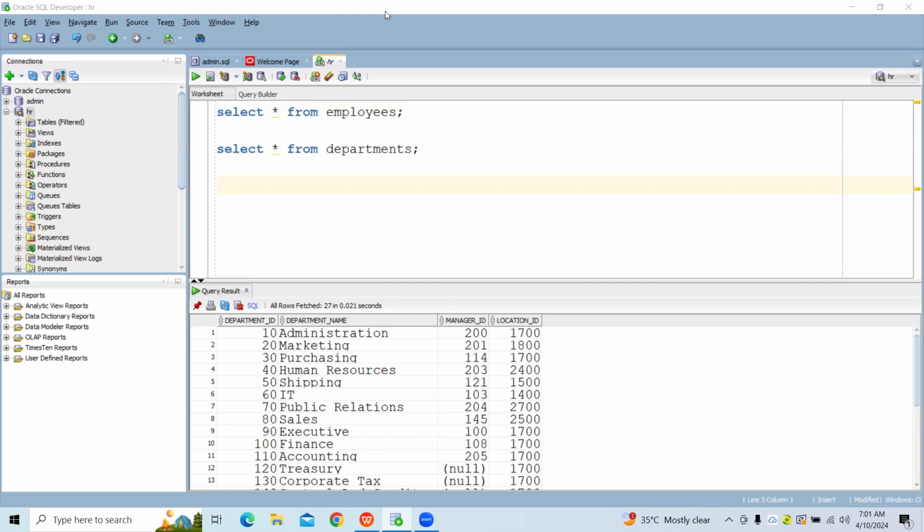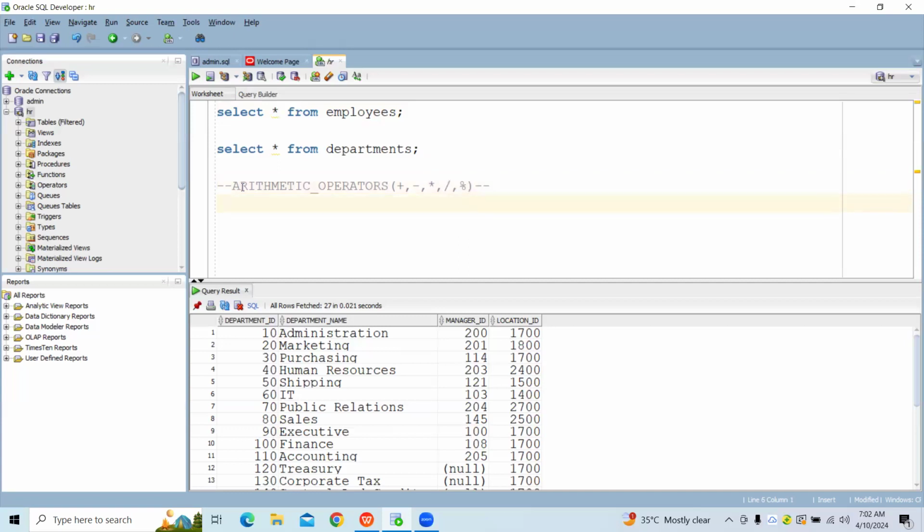So now we'll be discussing arithmetic operators. The next thing we will be discussing is arithmetic operators. What are the different arithmetic operators we have? The different arithmetic operators we have are add, subtract, multiply, divide, and modulo.